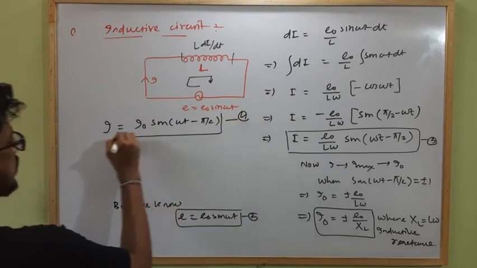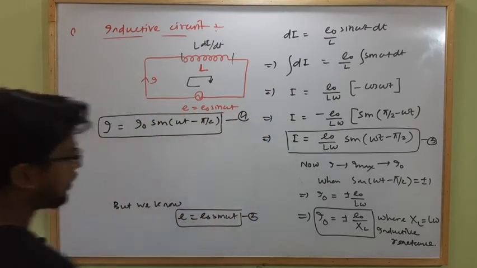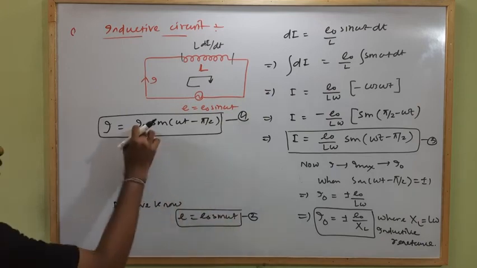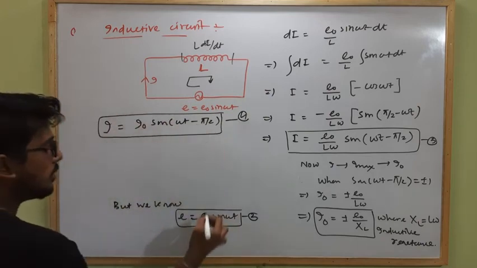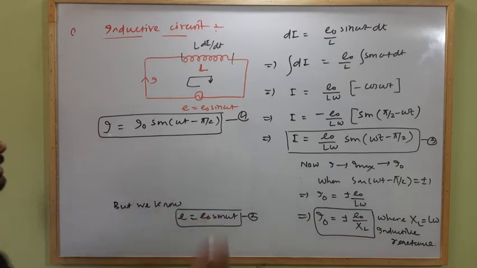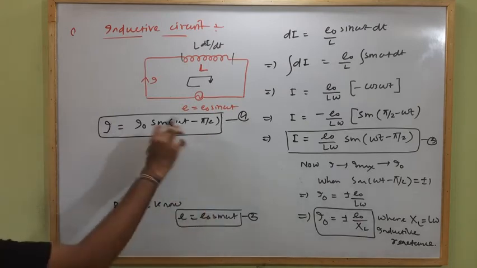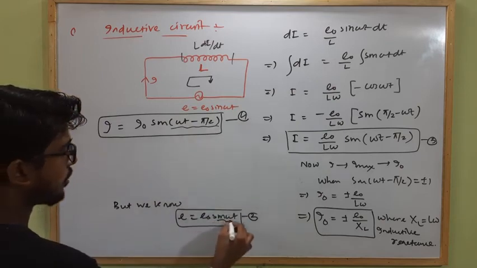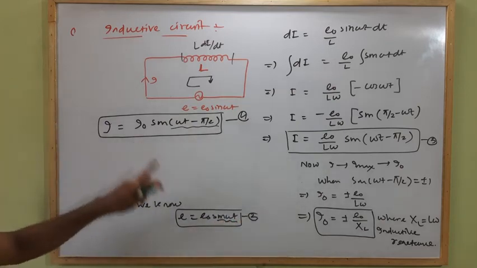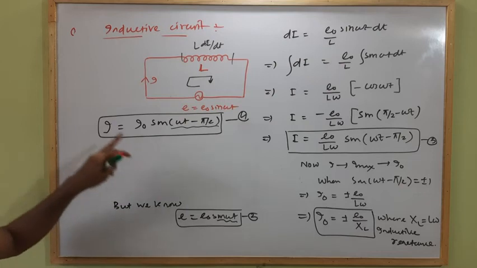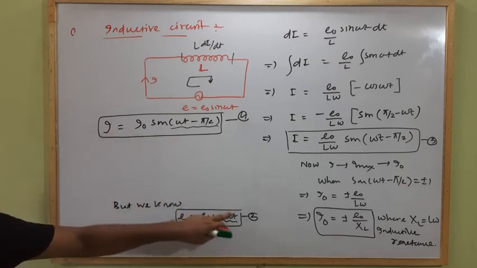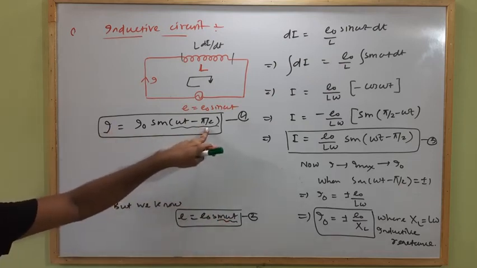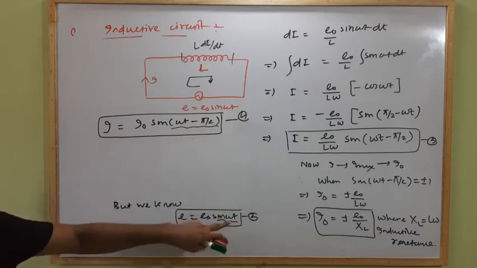So now comparing equation 2 and 4, we will get what? The alternating current is lag behind the alternating EMF by pi by 2 phase. Clear? Comparing these two, this is the phase for alternating current, this is the phase for alternating EMF, and from these two equations by comparing we will get the alternating current is lag behind the alternating EMF by pi by 2 radian, because this is omega t minus pi by 2, this is omega t.